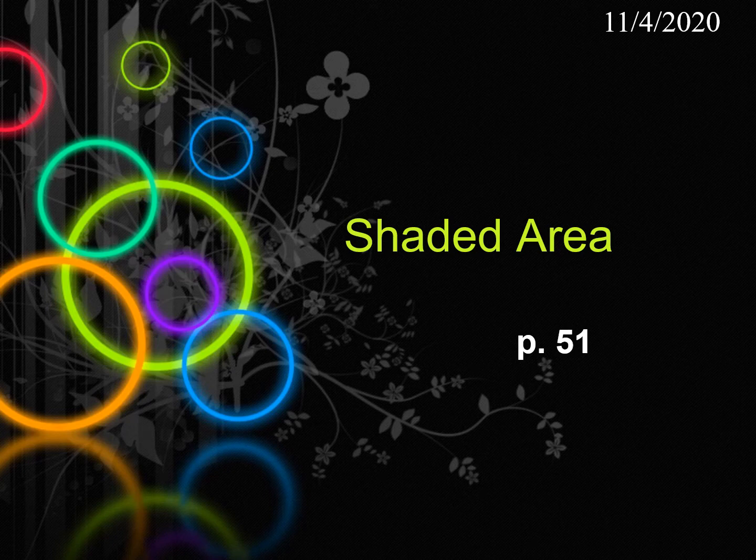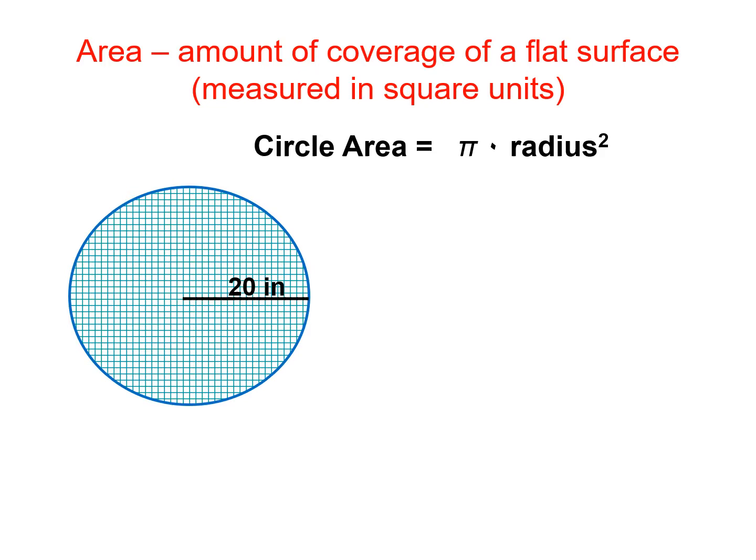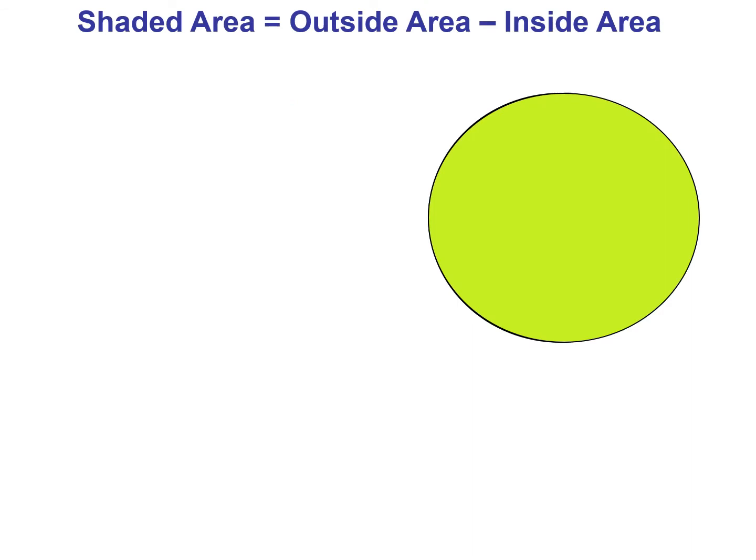So we're back to shaded area, and this is dealing with the circles and some other shapes. So you know your circle formula is pi times radius squared. So what if we have a ring that we're wanting to find the area of? Remember we did shaded area before, we did the outside minus the inside.